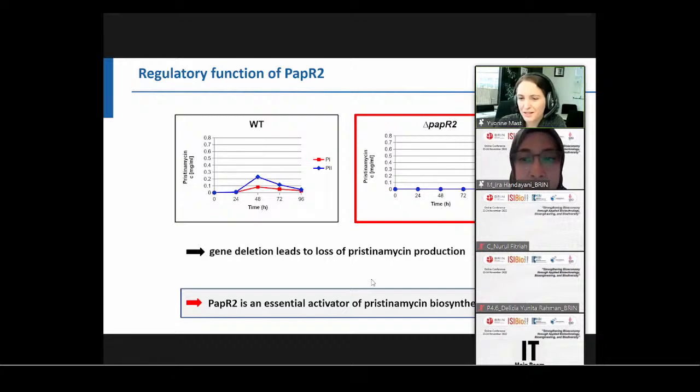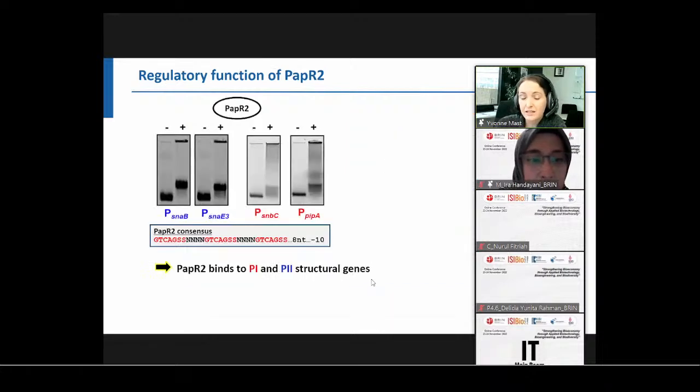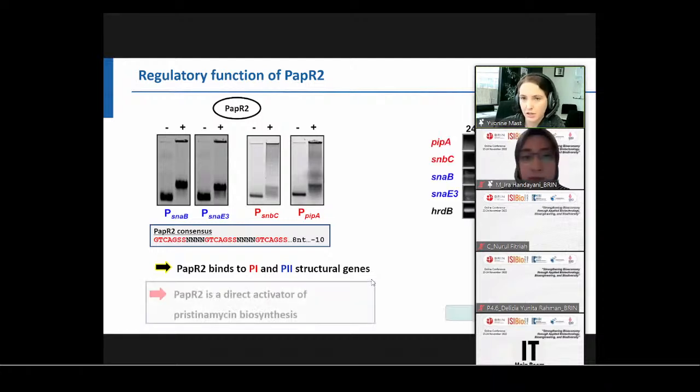So PapR2 is an essential activator of pristinamycin biosynthesis. This was what I wanted to say. And we studied the function of that regulator also more in detail, and figured out where the regulator really binds within the antibiotic gene cluster. So therefore, we purified the PapR2 regulator and did electrophoretic mobility shift assays, and thereby we could show that PapR2 really binds to the promoter regions in front of the pristinamycin 1 and pristinamycin 2 structural genes.